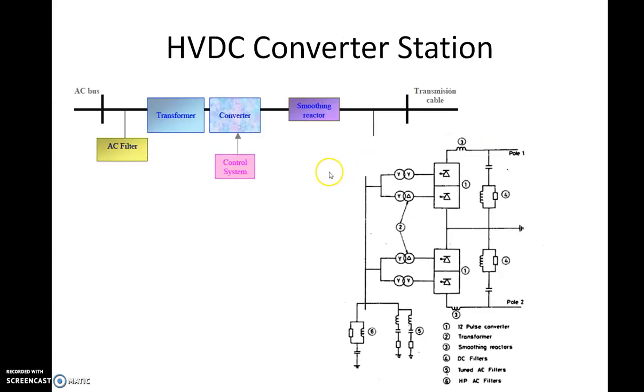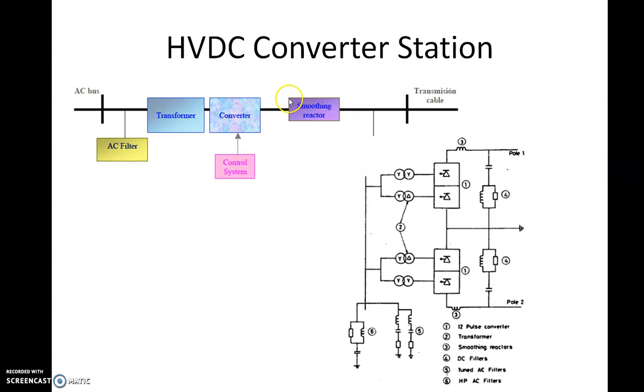Moving on, we can see the HVDC converter station layout. I'll just show you the layout here. We'll discuss it in detail in the next class. So here is the AC bus that you have. Then we connect an AC filter, which is required in order to support the reactive power. Then we have a transformer, then a converter. The transformer will transform the voltage to the desired voltage level. We have a converter which will convert AC into DC via a control system.